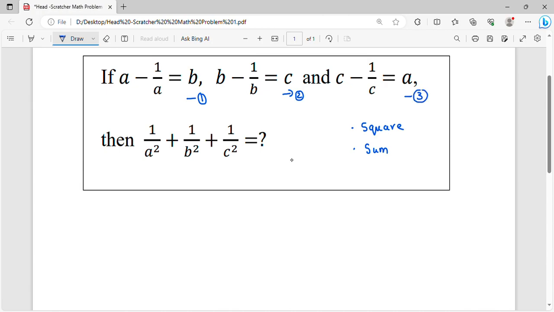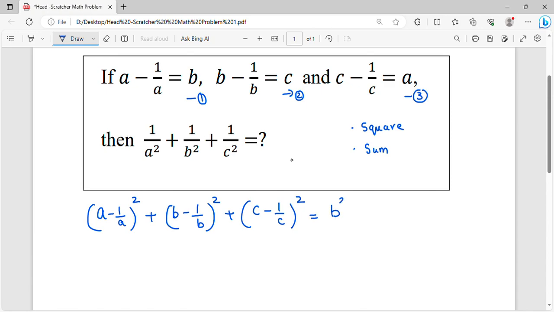So what I'm going to do, I'm going to square 1, 2 and 3 and I'm going to add them up. So that means I'm going to have a minus 1 by a the whole square plus b minus 1 by b the whole square plus c minus 1 by c the whole square would be b squared plus c squared plus a squared. Right? So I squared each one of them and I've got this.